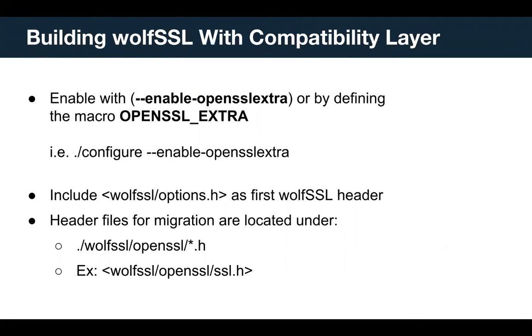To build with the compatibility layer enabled, when using autotools, the flag --enable-opensslextra can be used. In addition to the opensslextra flag, there is also an opensslall flag. opensslall enables a superset of implemented functions by including some of the API implemented when expanding for use with new open source projects.